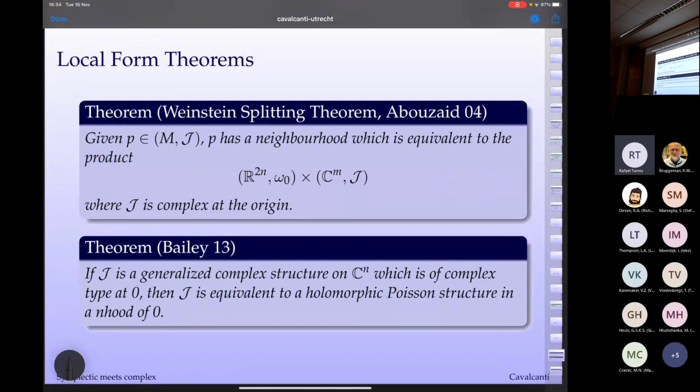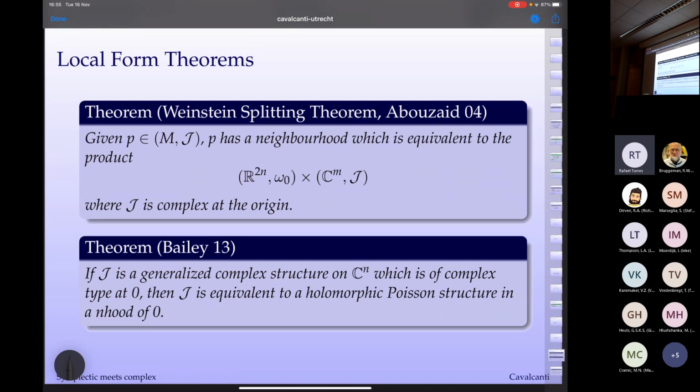And now we have an actual local form theorem. That one was a global one. The first local form theorem is one that came quite early on and doesn't say much. It's just a direct translation of Weinstein's splitting theorem to the generalized complex world, which is to say that if you have a generalized complex manifold and you pick a point, in a neighborhood of that point your structure is equivalent to something purely symplectic, the symplectic leaves, times a transverse structure which is of complex type at that point.